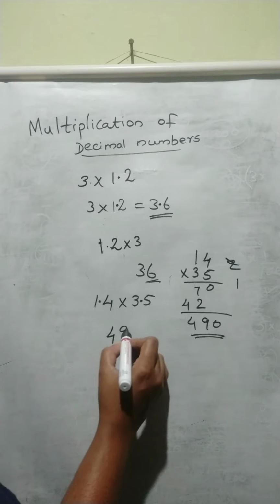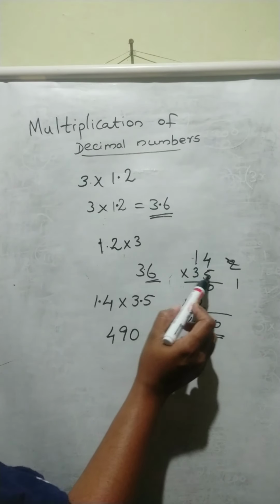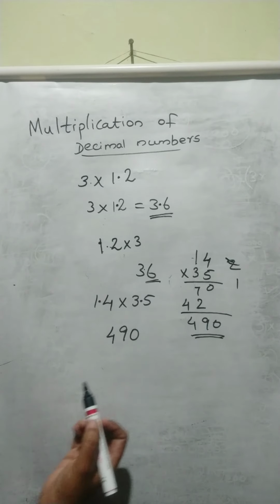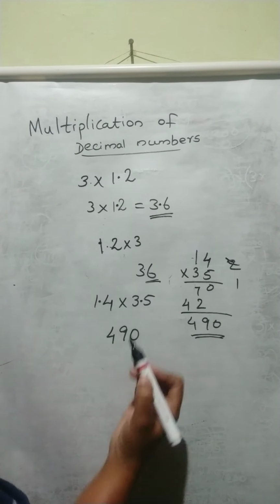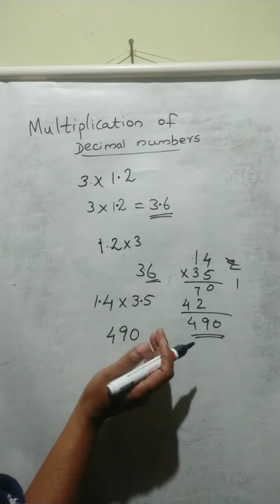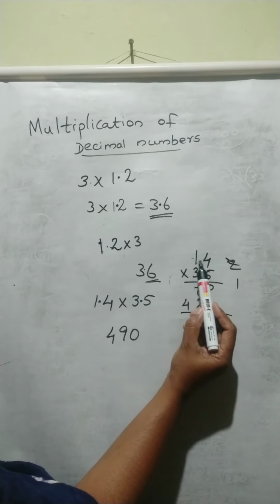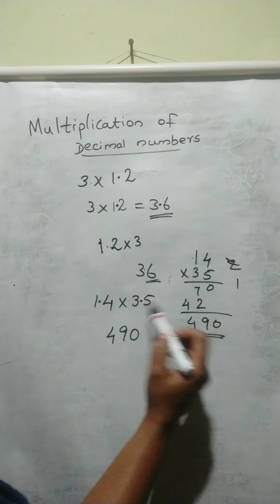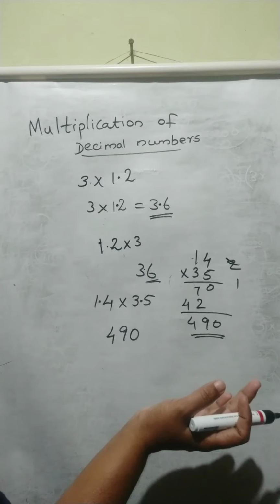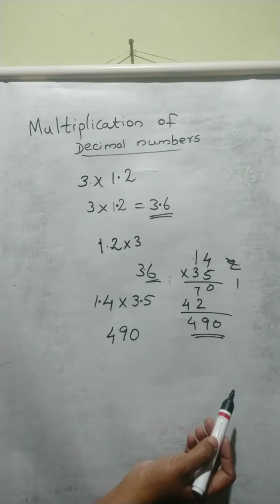So 490. But actually this answer is for 14 and 35. But we have to multiply 1.4 and 3.5, very small numbers. Here we multiplied with 14 and 35, which are greater than 1.4 and 3.5.